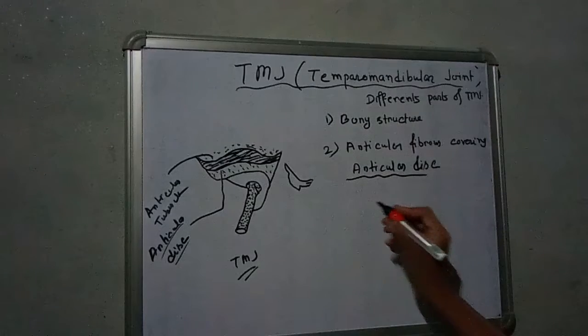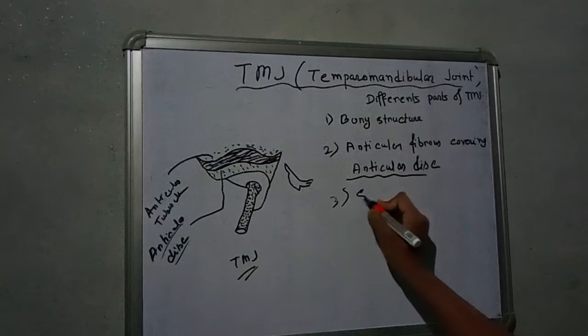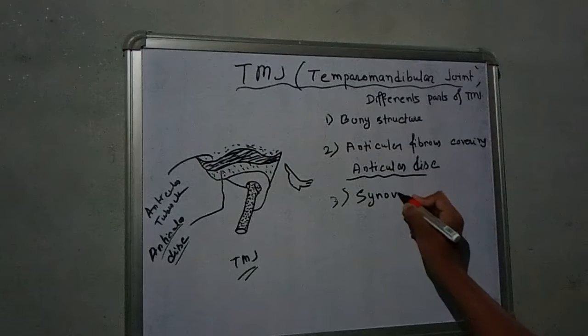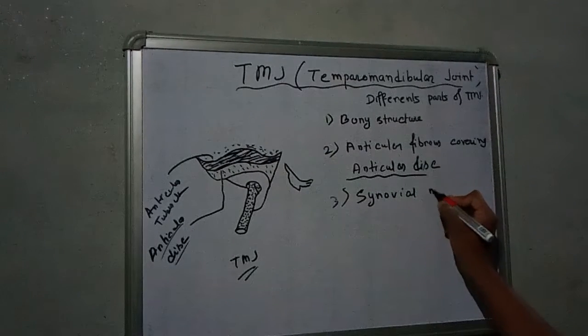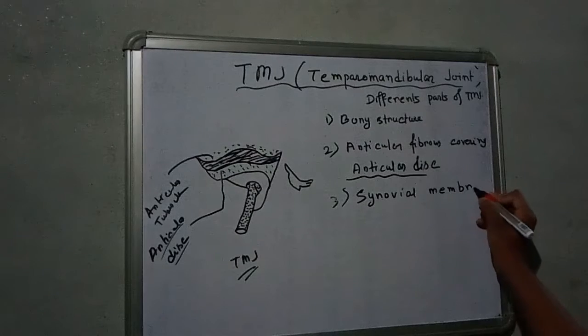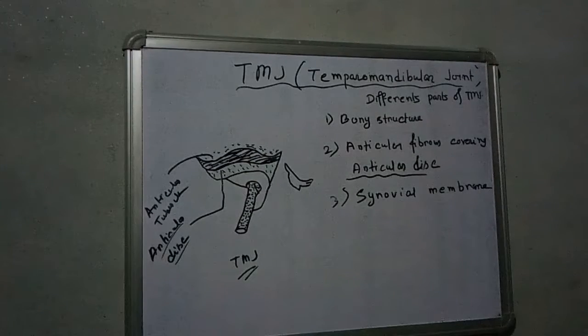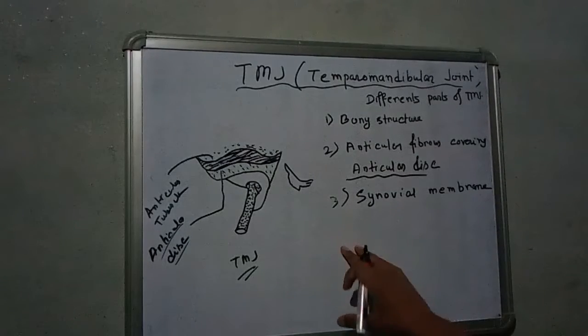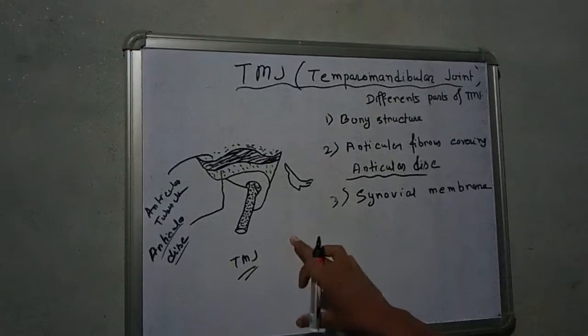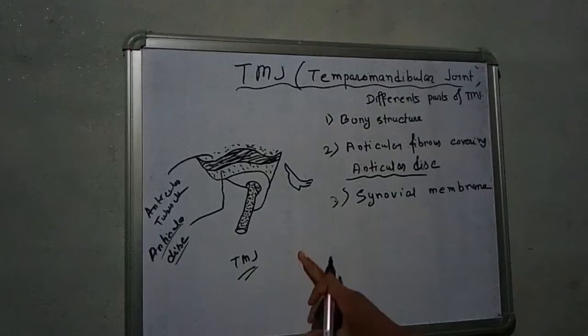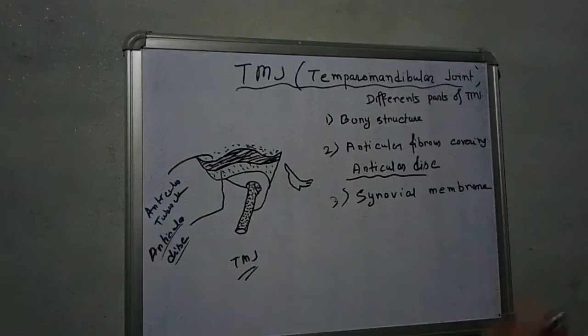And number three, that is the synovial membrane. The articular capsule is lined by a synovial membrane. The synovial membrane forms folds to form the synovial villi that project into the joint spaces.